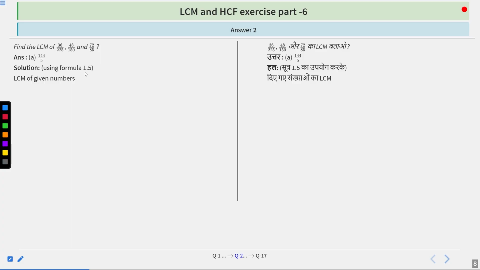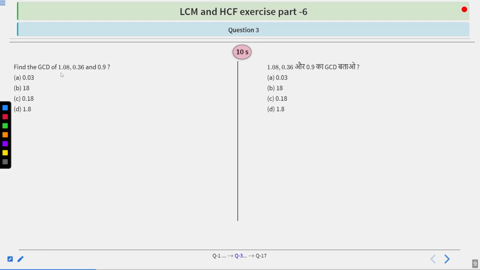Now, using formula 1.5, we know that the LCM of given numbers is equal to LCM of numerator upon HCF of denominator. Now the LCM of 36, 48 and 72 upon HCF of 225, 150 and 85. LCM of 36, 48 and 72 is 144, whereas the HCF of 225, 150 and 85 is 5. So the LCM of given fractions is 144 upon 5. Option number A is the correct answer.